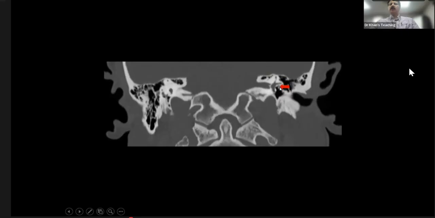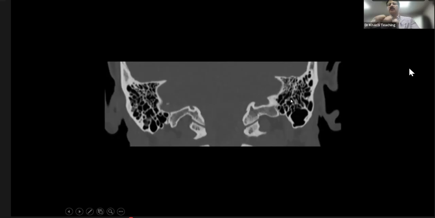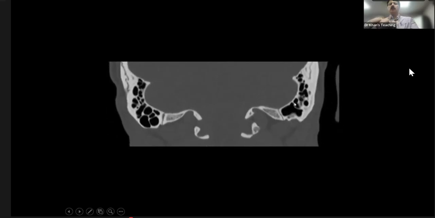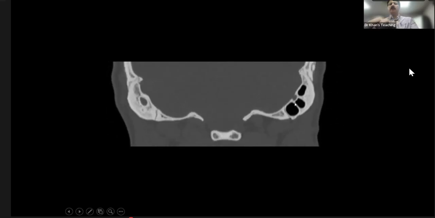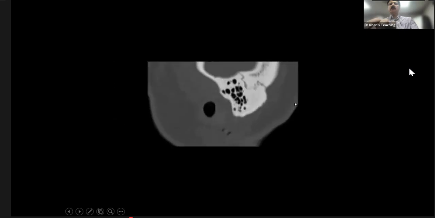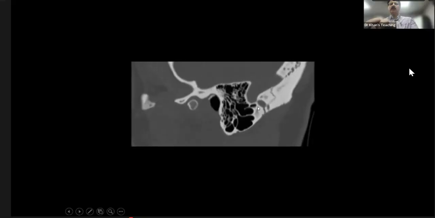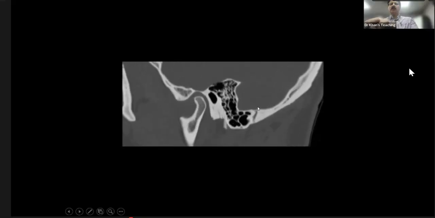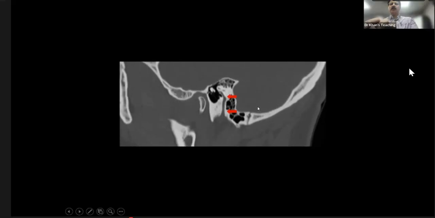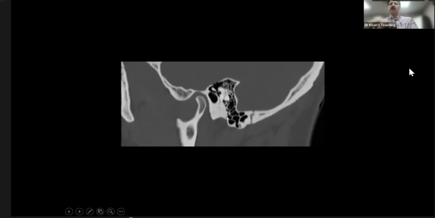So now let's go for a sagittal. Sagittal will show you the descending portion very well. Otherwise, there is not much value to the sagittal. So these are the mastoid air cells, and you can see, here you are. We call it the hockey stick appearance. So this is the descending portion. This is the stylomastoid foramen.